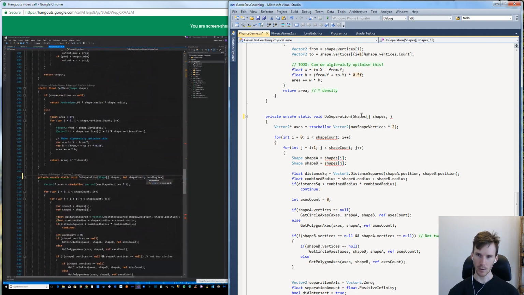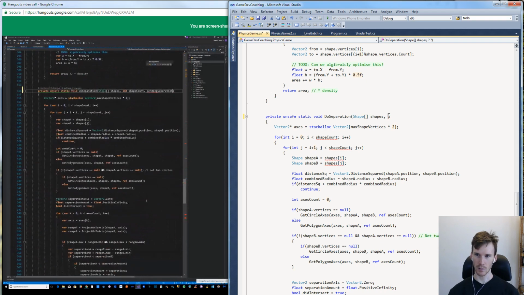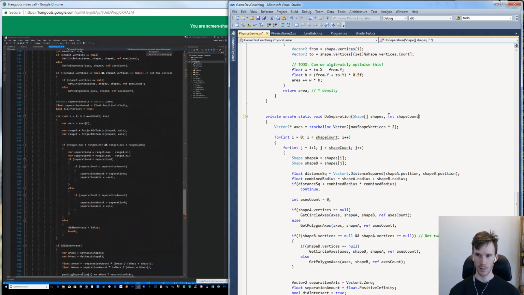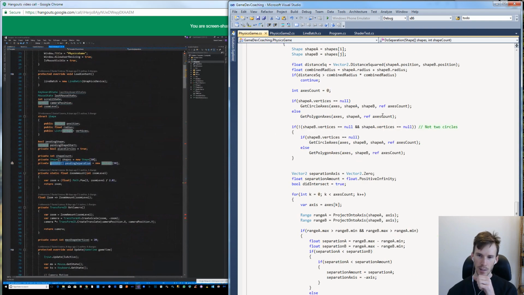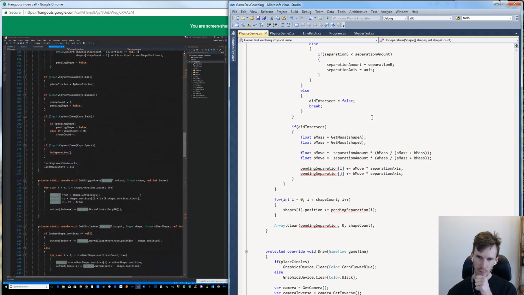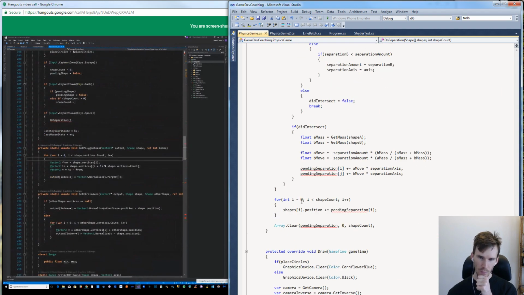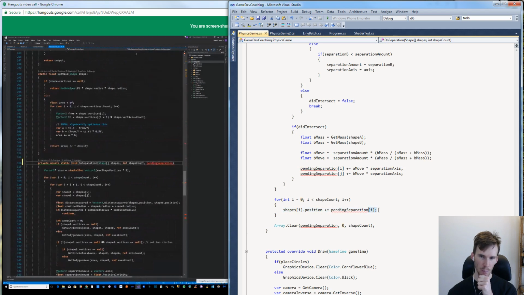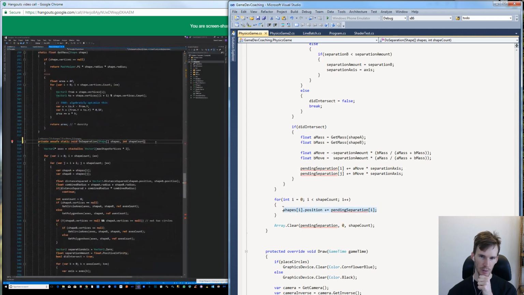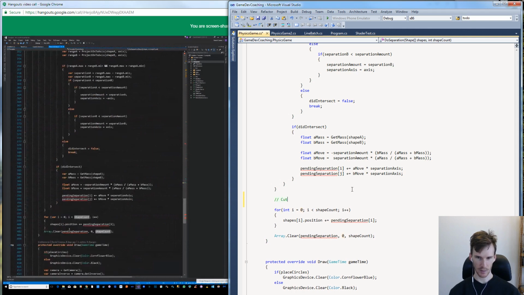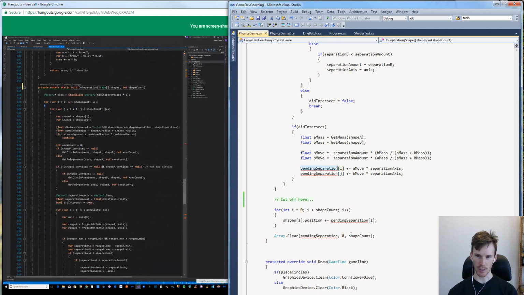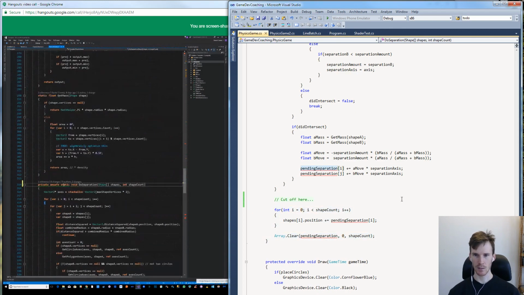Do I have a bug already? Yes, there we go. Shape count. Okay, now we have this pending separation, and that's kind of like an output, because what we're doing here is actually modifying some of our input data. So we just want to output pending separation, then we'll worry about this stuff later.